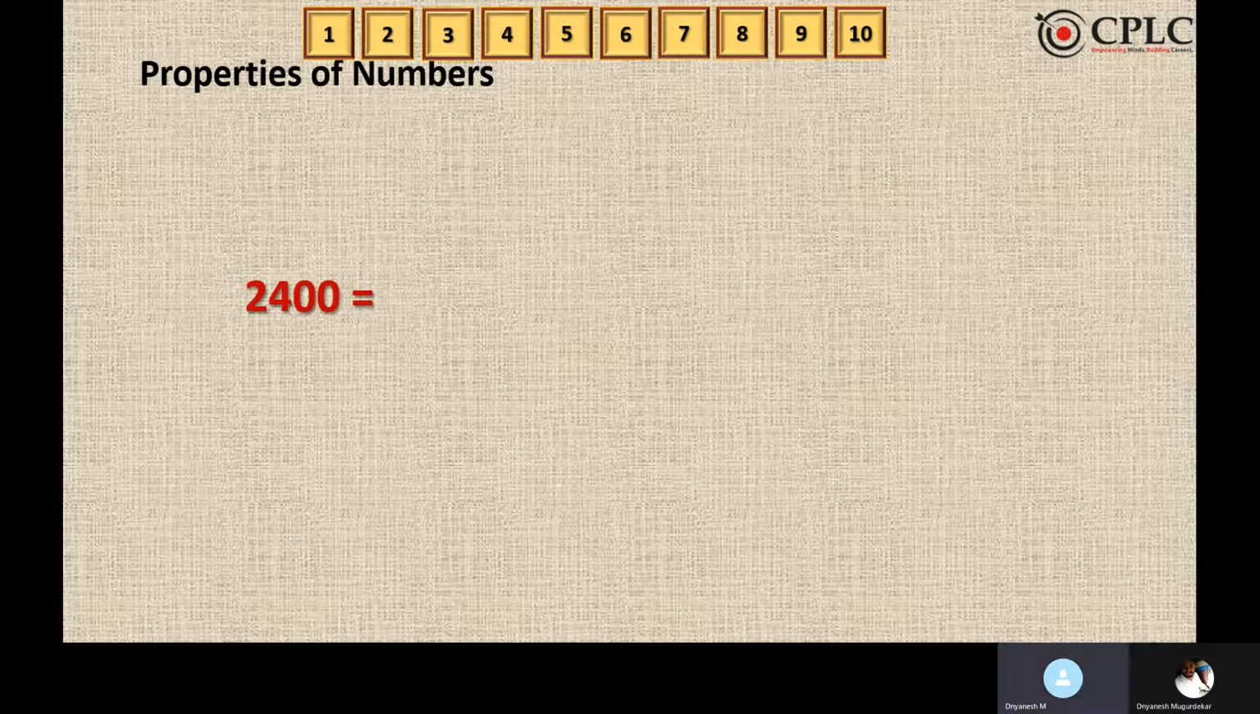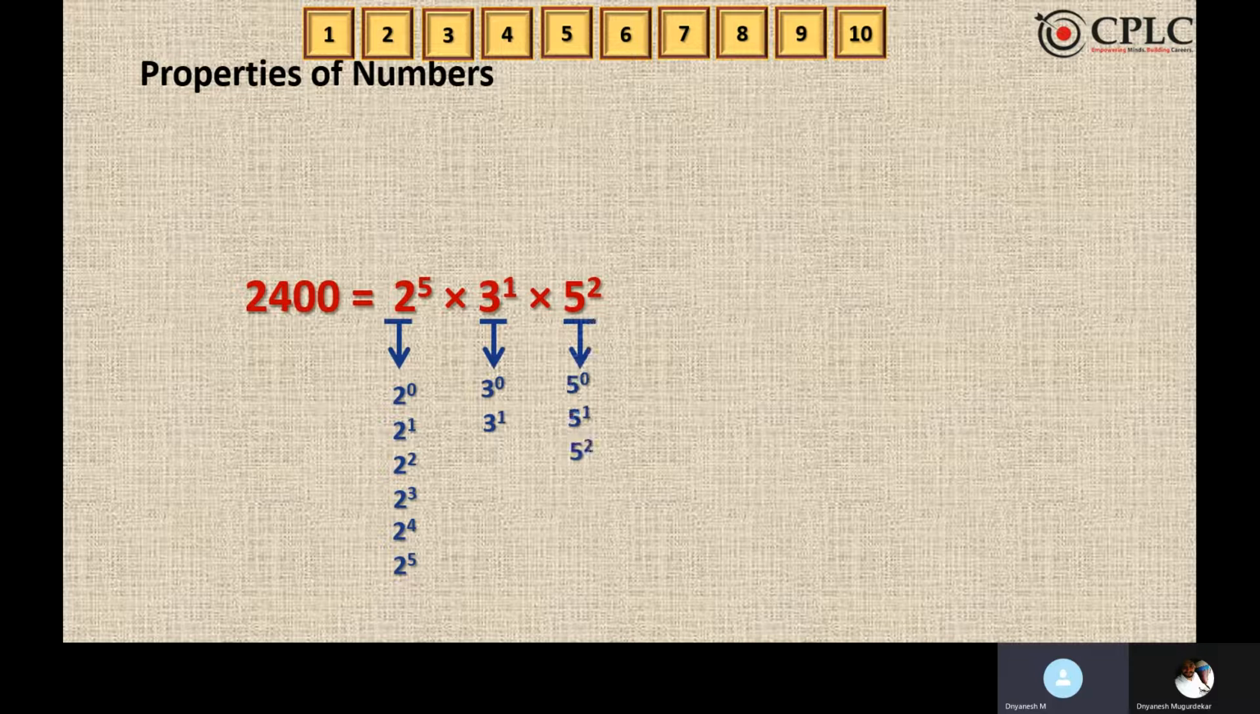So 2400, the first thing, if you remember, for finding out the number of factors, we need to prime factorize that. When we prime factorize 2400, you can write it as 24 into 100 and then further break that down. Eventually, you will get 2 raised to 5 into 3 raised to 1 into 5 raised to 2. When you split all the factors as we had done during the concept part, this is what you will end up getting.